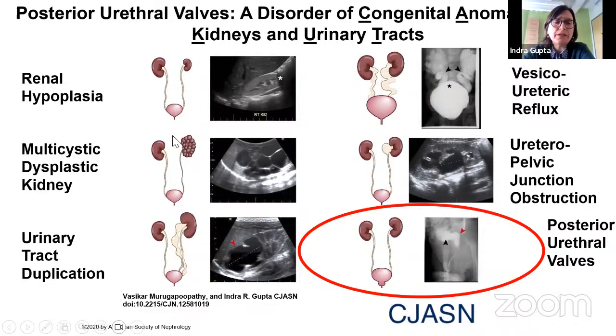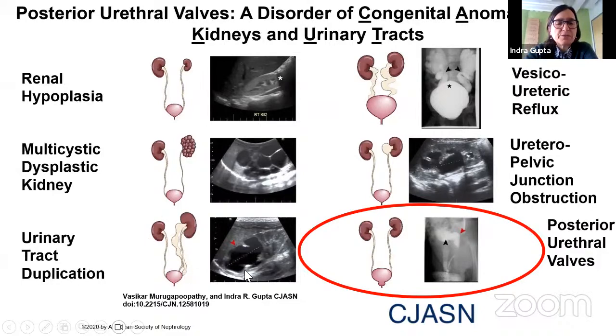So here we have a unilateral multicystic dysplastic kidney. The bilateral type does arise, is super rare, and leads to Potter's syndrome at birth because of the oligohydramnios, because these kidneys don't produce urine.